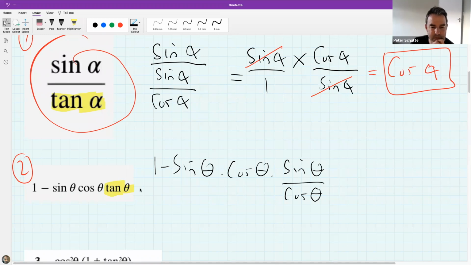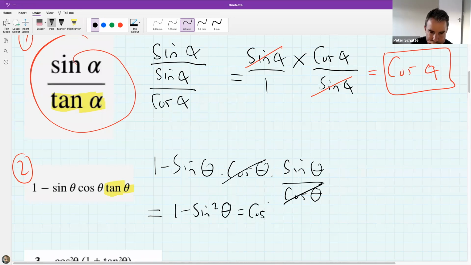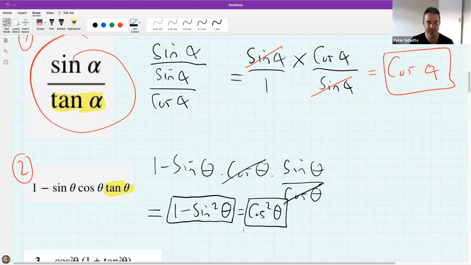Hello, sir. So we could cancel out the cos theta, and then from there we'll be left with 1 minus sine squared theta, which therefore simplifies to cos squared theta. Yep. So your two steps were to cancel out equivalent expressions and then recognize that the square identity is here, and that can be written like that. Perfect. Thank you.